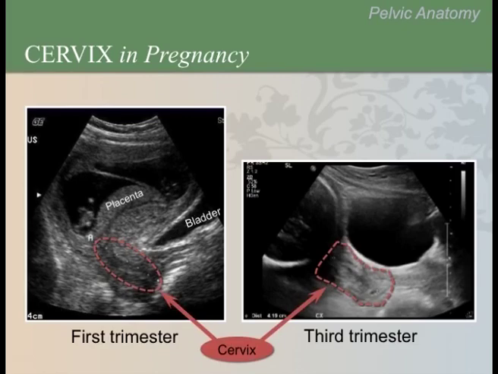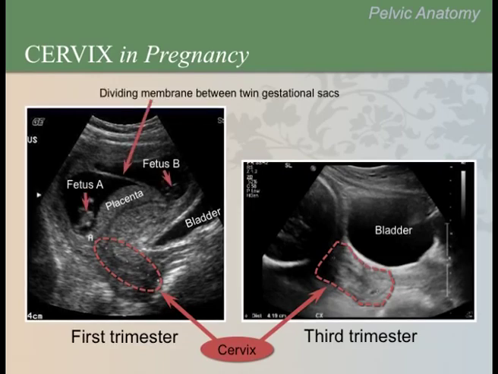Did you identify what was unique about the left image? The answer is that we see two fetuses, each in its own gestational sac with a dividing membrane. This means that this is a twin pregnancy. Can you identify the round structure to the left of the bladder in the right image? The answer is that this is the fetal head.